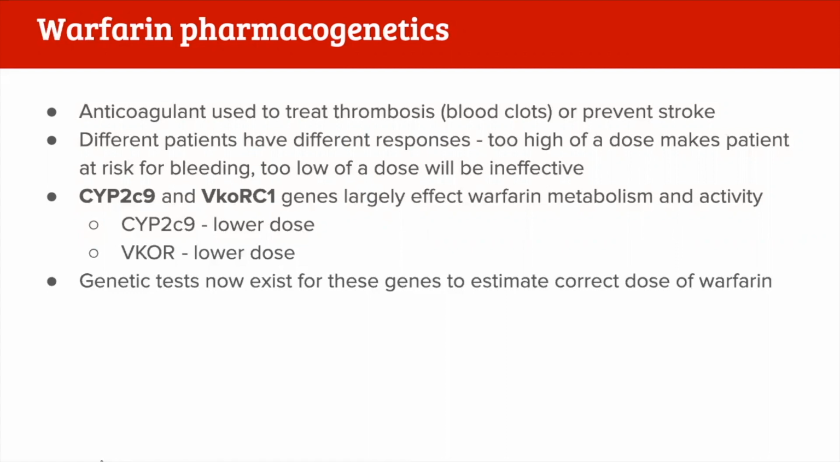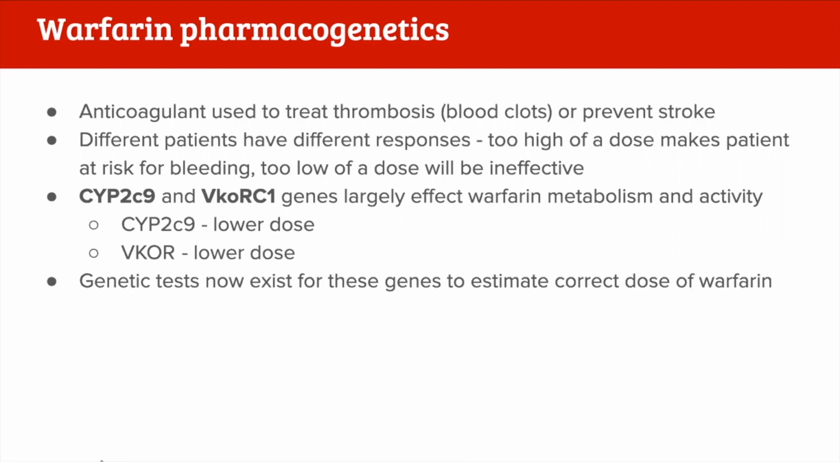So what scientists discovered was that the genes CYP2C9 and VKORC1 were largely involved in warfarin metabolism and activity. People who have these two variations of the gene will require a lower dose of warfarin. And genetic tests also exist for these genes to estimate the correct dose of warfarin. So you just need to be aware that SNPs are important in medicine because it helps you determine the dosage for a patient.